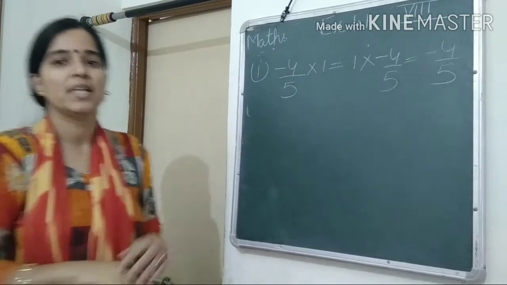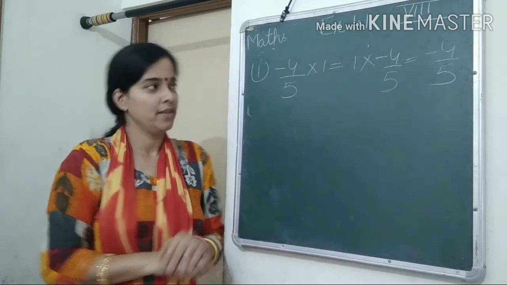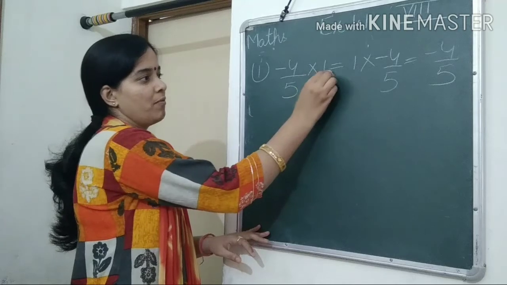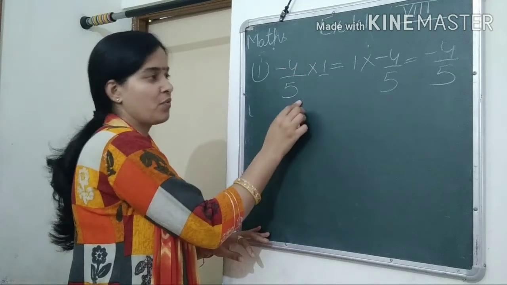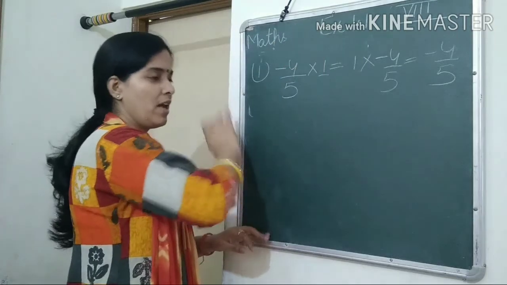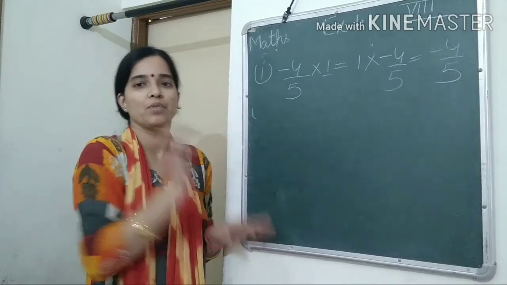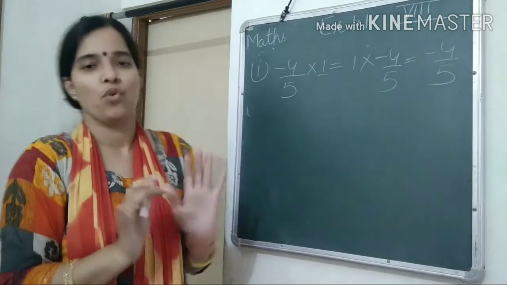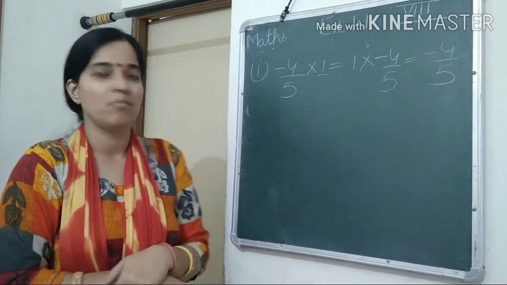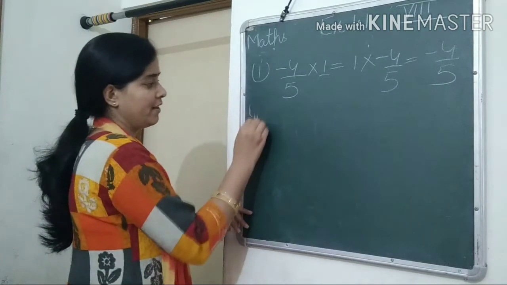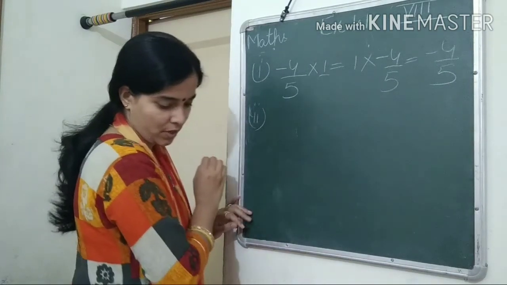This is the multiplicative identity. Why? Because with 1, if I multiply -4/5 by 1, either on the left or right side, it will give you the same number, -4/5. That means 1 is the multiplicative identity. In the second question, what is there?